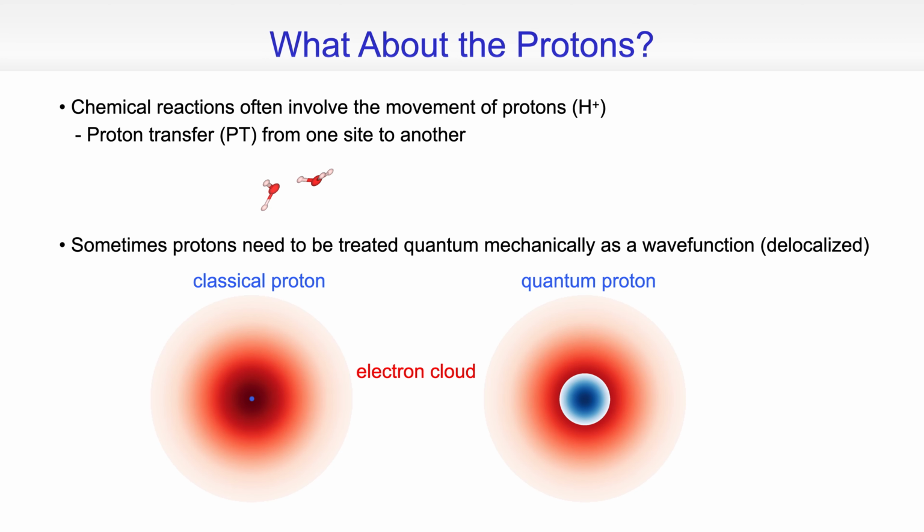But what about the protons? It turns out that chemical reactions can also involve the movement of protons. So we can also have proton transfer. We call electron transfer ET, and proton transfer would be PT. So you can have PT, proton transfer, from one site to another.